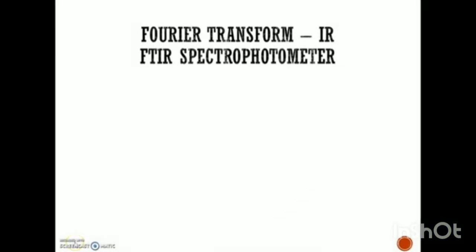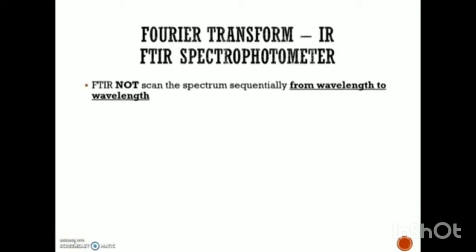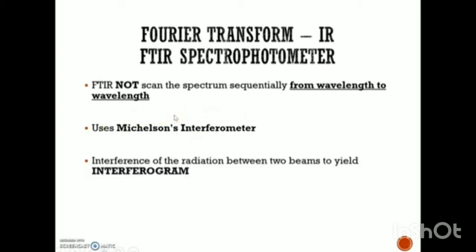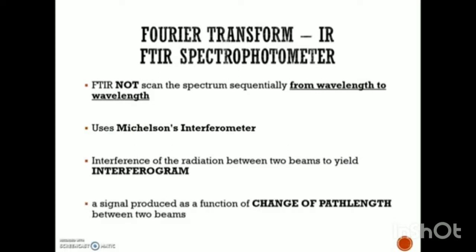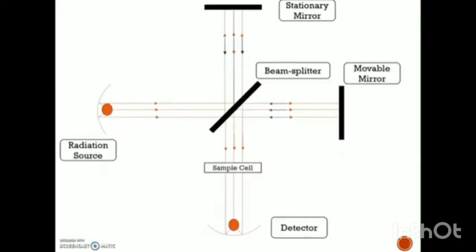Hello students, this video describes the working principle of FTIR spectrophotometer. FTIR spectrophotometer does not contain monochromator and hence it does not scan the spectrum sequentially from wavelength to wavelength. Instead of monochromator, it uses Michelson's interferometer. Interference of the radiation between two beams generates interferogram. It is a signal produced as a function of change of path length between two beams.